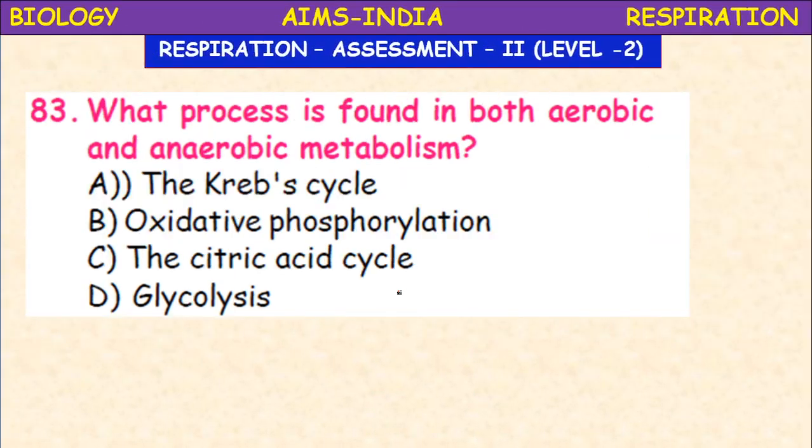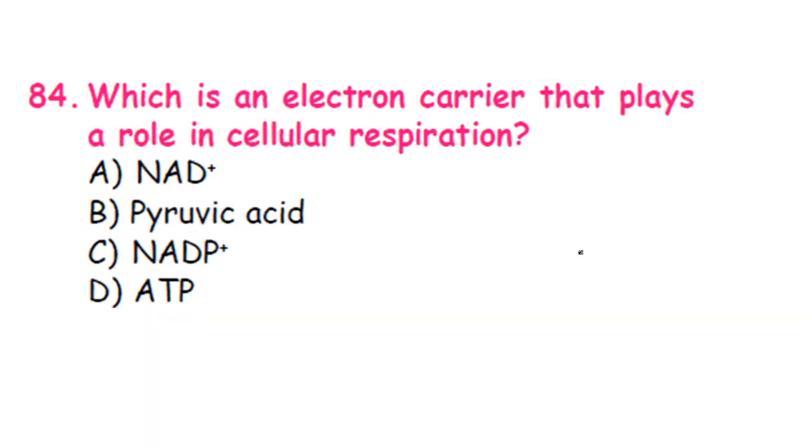What process is found in both aerobic and anaerobic respiration? The Krebs cycle, oxidative phosphorylation, citric acid cycle, or glycolysis. So obviously, which is independent of oxygen? Glycolysis. So glycolysis is the common step found both in aerobic as well as in anaerobic respiration or anaerobic metabolism.